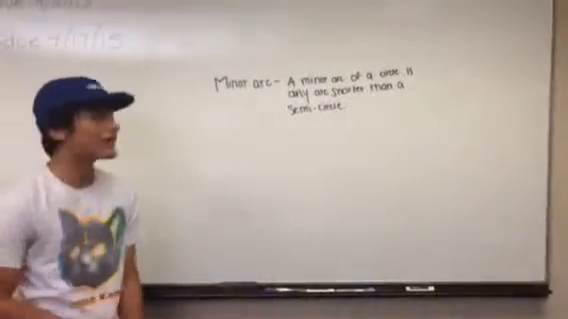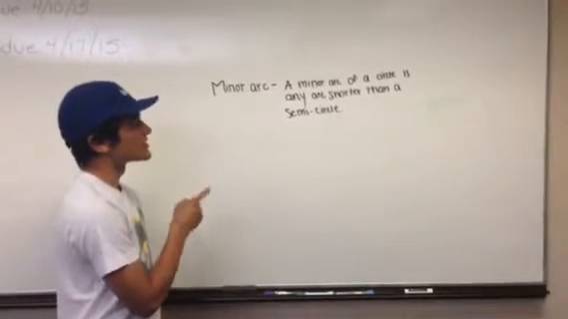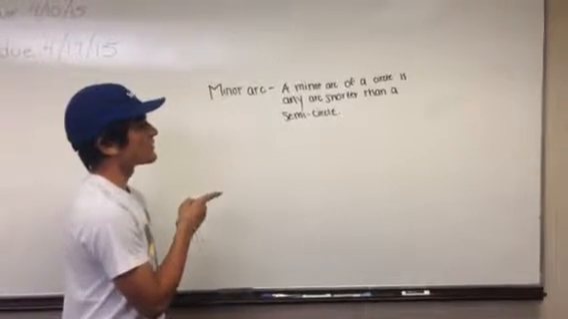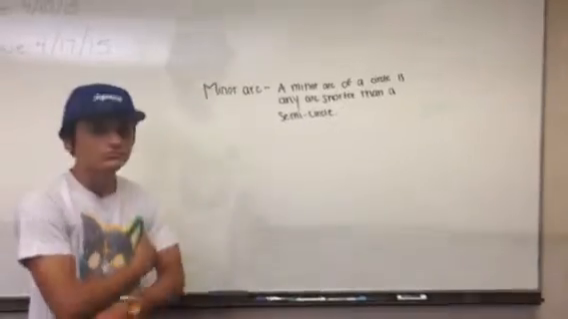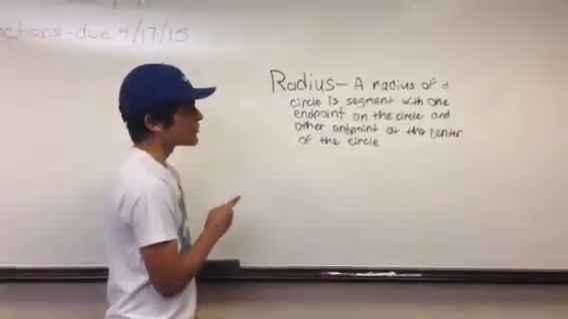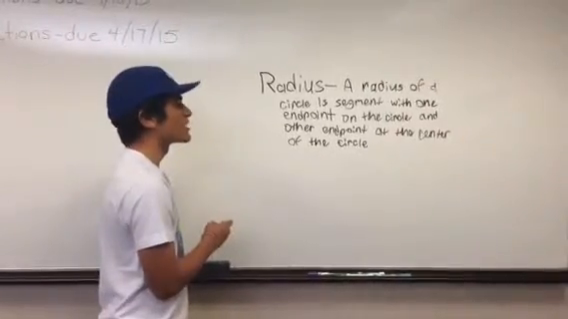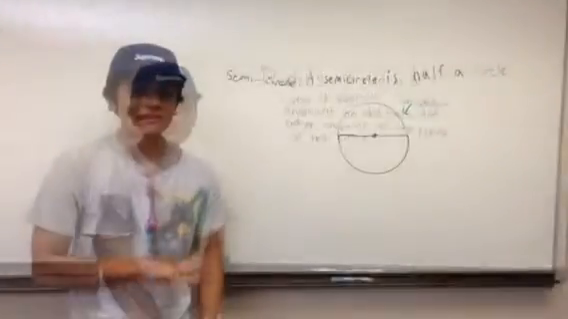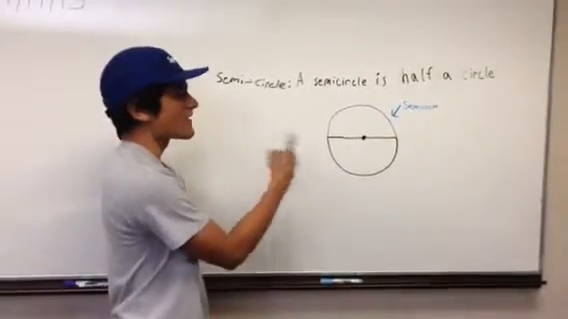Now it's time for minor arc. A minor arc of a circle is any arc shorter than a semicircle. And now for radius. A radius of a circle is a segment with one endpoint on the circle and the other endpoint at the center of the circle. And now, a semicircle is half of a circle.